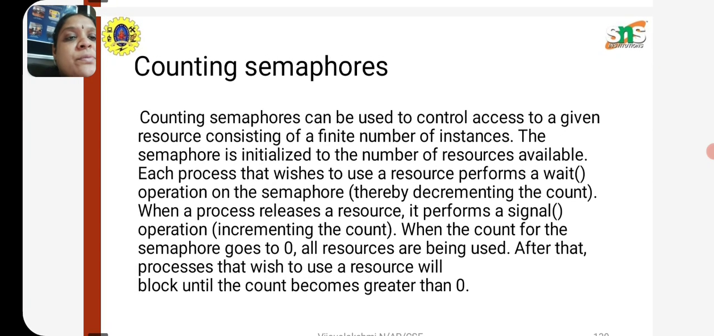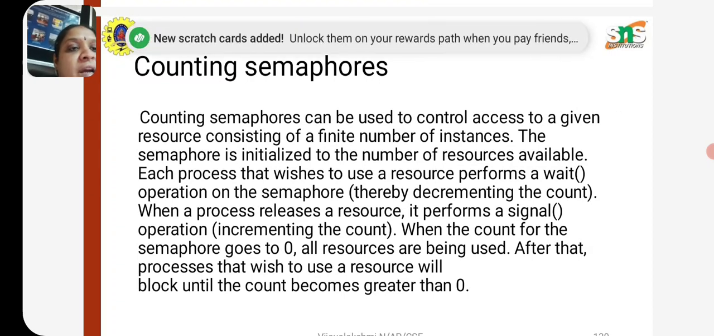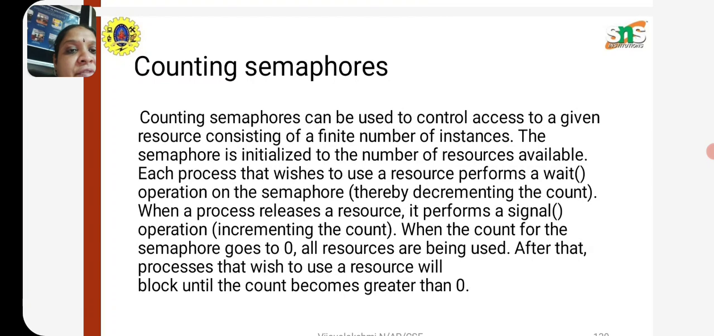And counting semaphore, I already told, each process which wishes to use a resource has to perform a wait operation on the semaphore, and when the previous process releases the resource, it performs a signal operation, that is incrementing the count. When the count for the semaphore goes to 0, all resources are being used. That is the meaning. After that, processes that wish to use a resource will block until the count becomes greater than 0.